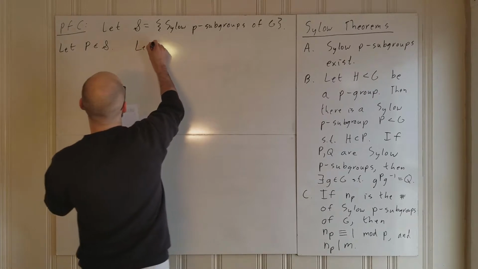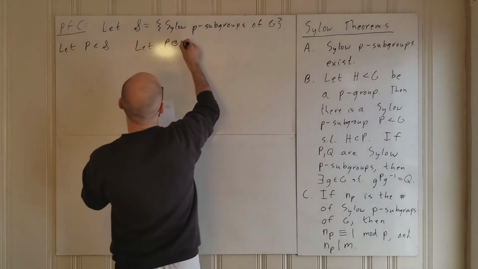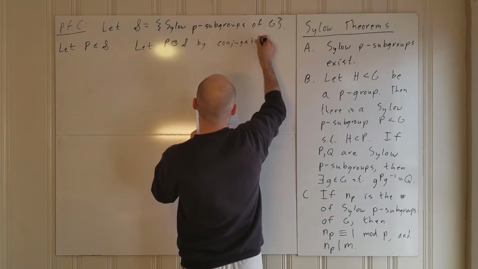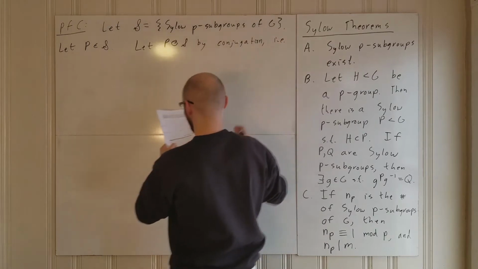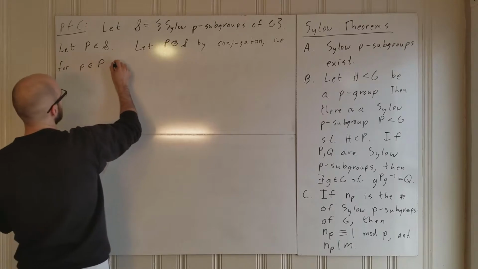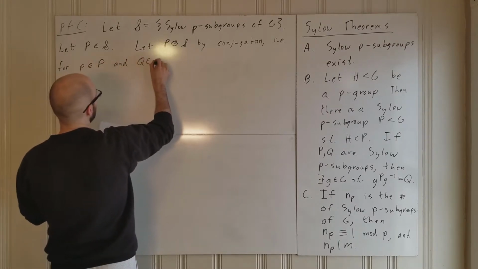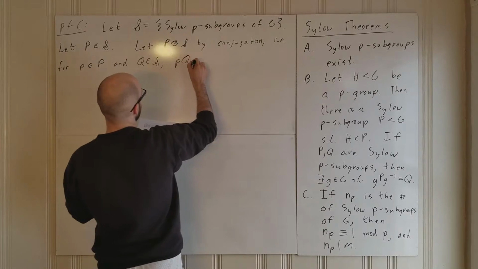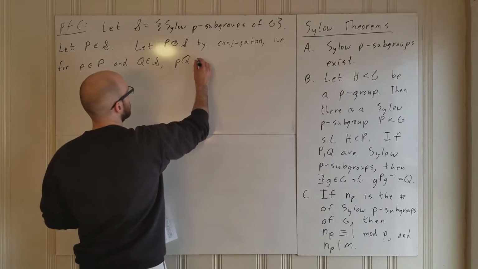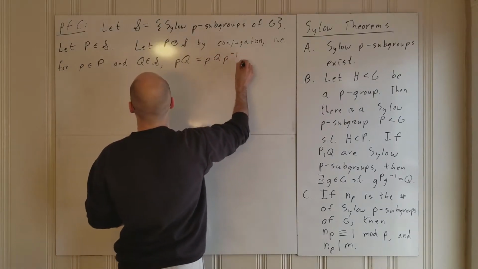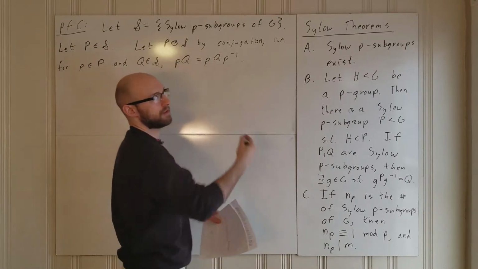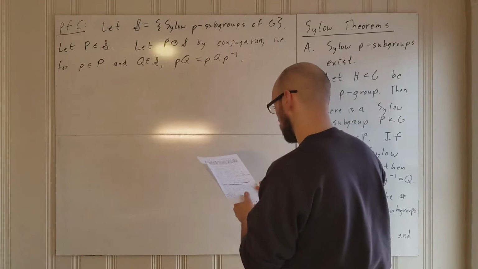So let P act on script S by conjugation, i.e., if we have P and Q in script S, then P acting on Q is equal to PQP inverse. Here, this is the group action, and these multiplications are multiplication in the group. Okay?